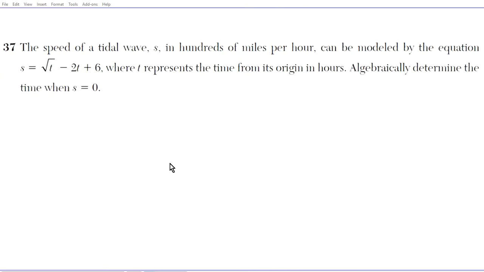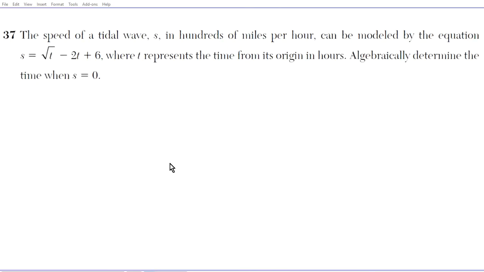Okay, let's take a look at question number 37. It says the speed of a tidal wave s in hundreds of miles per hour can be modeled by the equation s equals root t minus 2t plus 6, where t represents the time from its origin in hours. Algebraically determine the time when s is equal to 0.